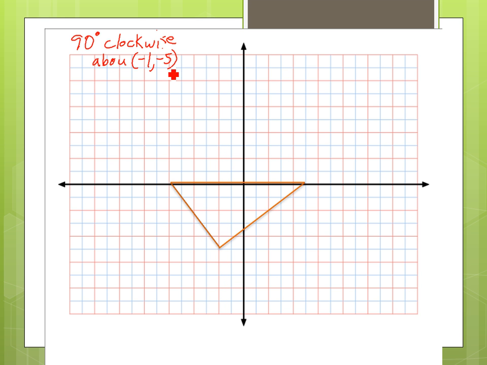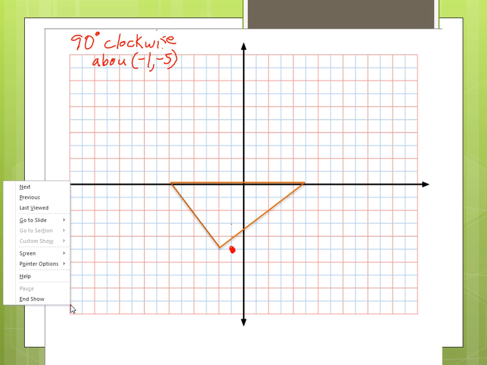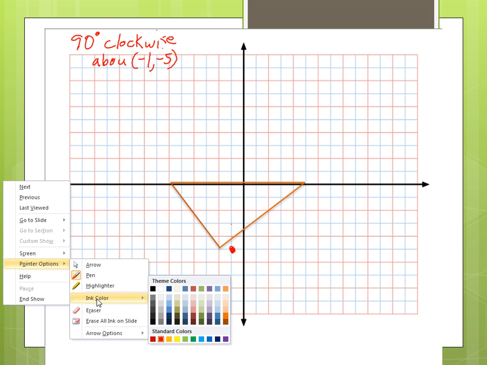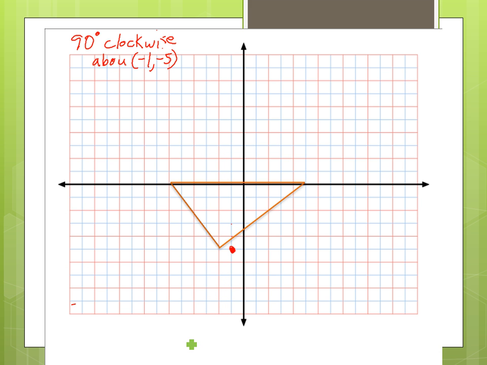So let's see if I can find that point. -1, -5, 1, 2, 3, 4, 5. So that point right there is what we're rotating it about. And we're going 90 degrees. So what we want to do, and I'm going to draw this in a lighter color so that it doesn't affect us. Let's go with this light green right here.